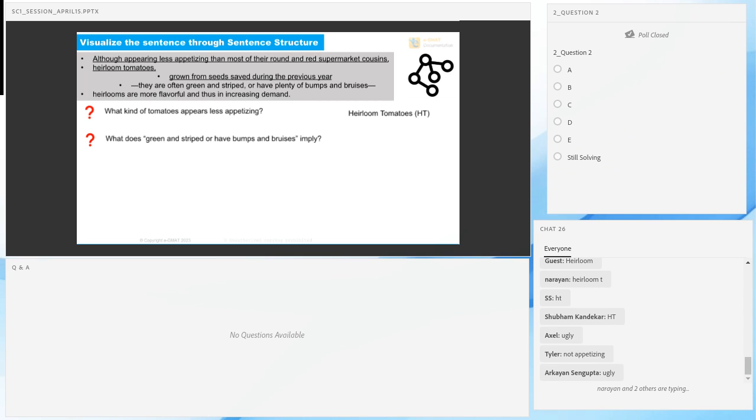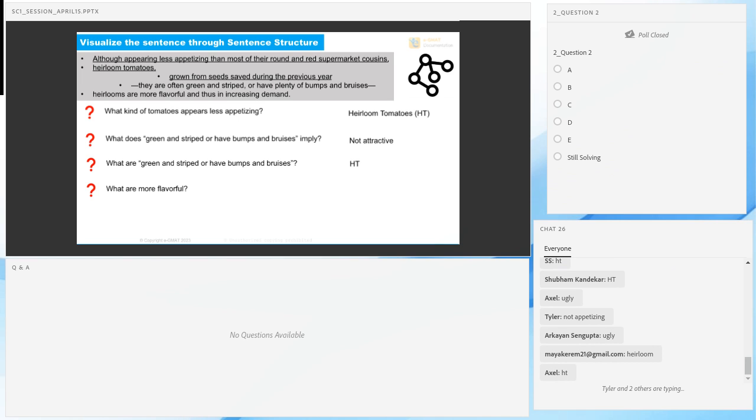So this part is explaining what the author means by the heirloom tomatoes appearing less appetizing. Then next one, what are green and striped? Obviously heirloom tomatoes, we already answered that. And what are more flavorful? In the sentence there is a comparison. What are more flavorful? Heirloom tomatoes. Now next one, what is the contrast?